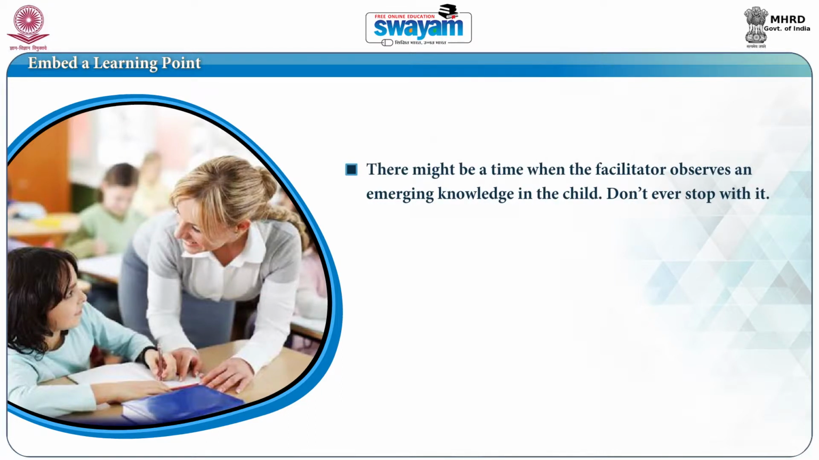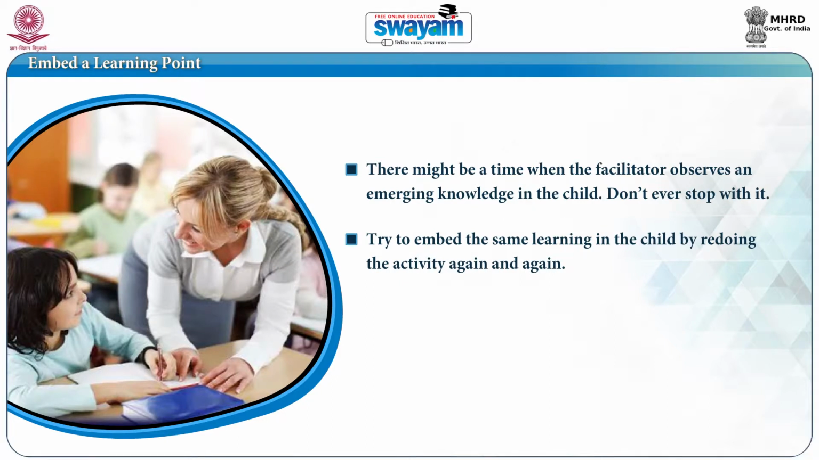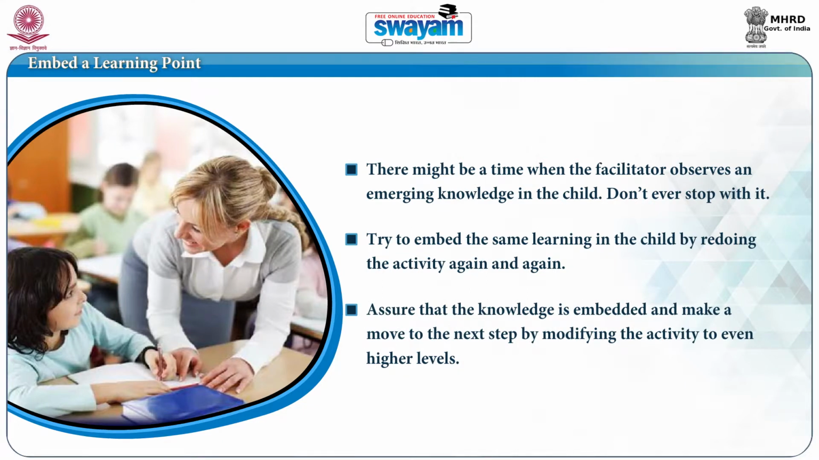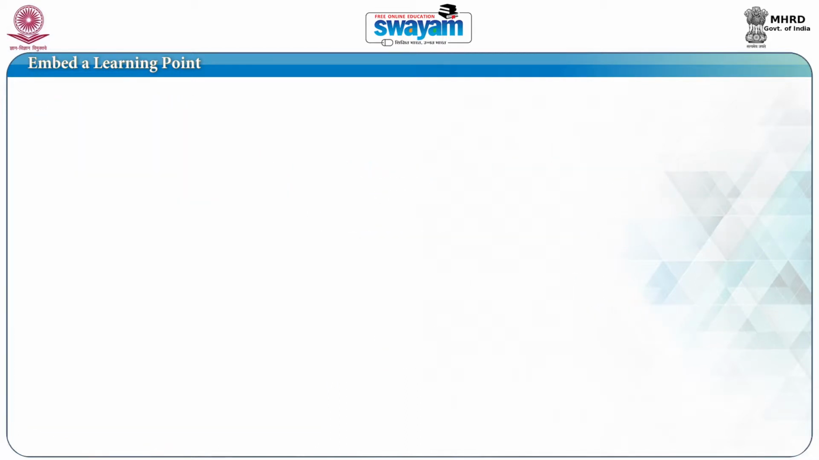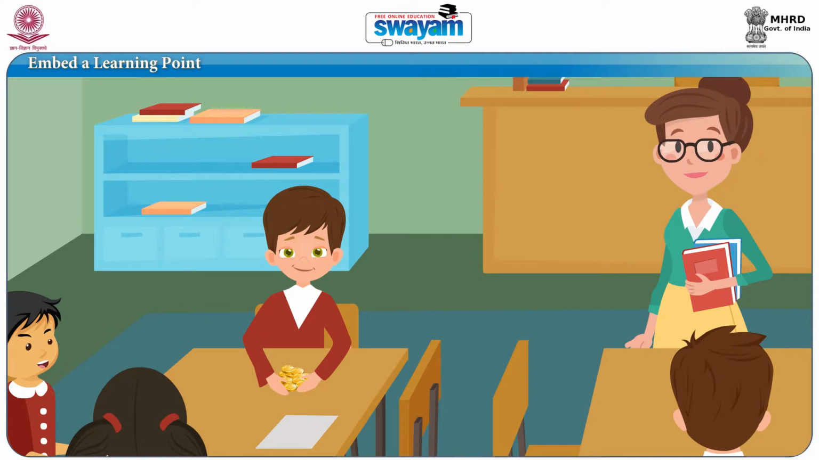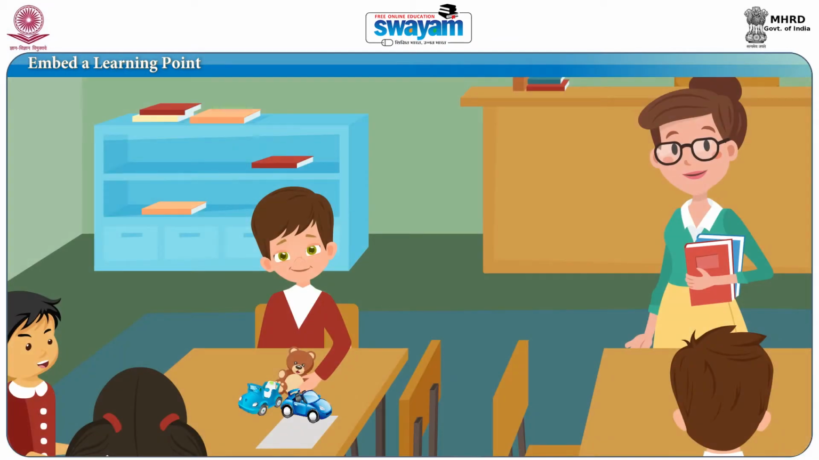The third is embed a learning point. There might be a time when the facilitator observes an emerging knowledge in the child. Don't ever stop with it. Try to embed the same learning in the child by redoing the activity again and again. Assure that the knowledge is embedded and make a move to the next step by modifying the activity to even higher levels. For example, the task of conservation can be embedded in the child by using coins again and again. For the next level, any other object, even a car or teddies, instead of coins can be used to extend the learning. Further extension is possible by introducing the conservation of mass.